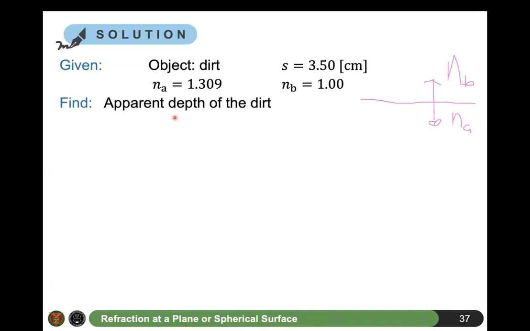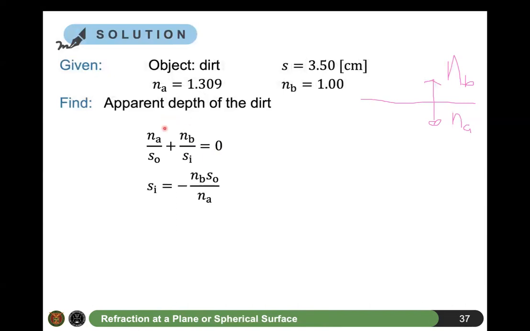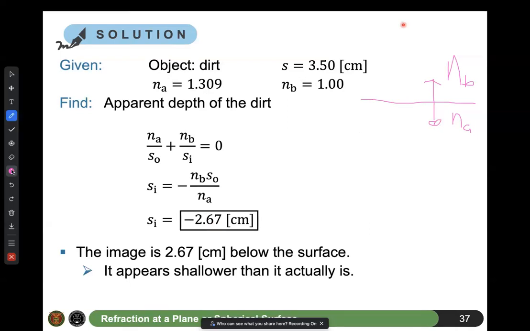So since we viewed at normal incidence, that means parang plane yung surface natin, and we use these equations. So 0, yung right-hand side. We find SI, and we will get negative 2.67 centimeters. Negative, that means, kung ito yung incoming side, ina-expect natin magre-refract yung ray, so dapat dito ma-form yung image, yung expectation natin. But since negative, hindi dyan na-form yung image.